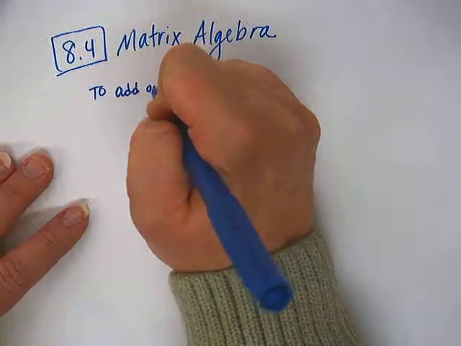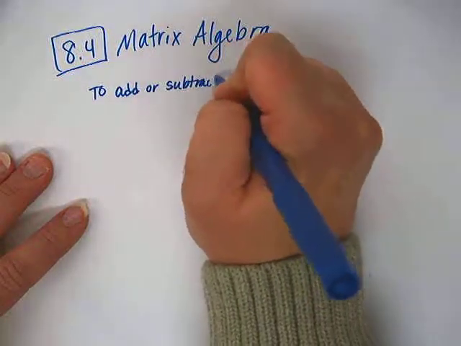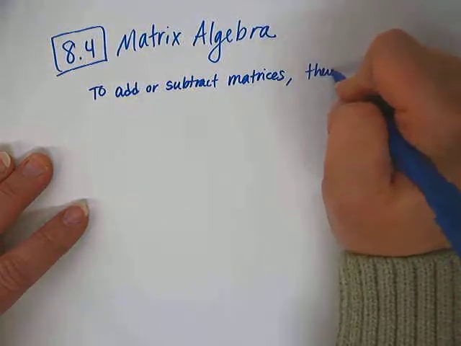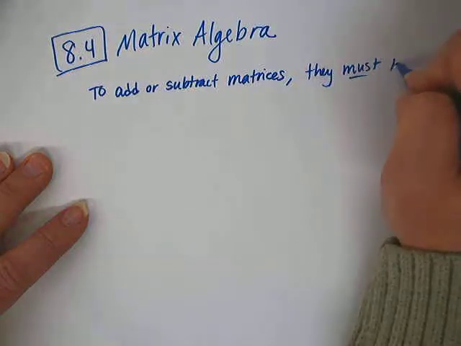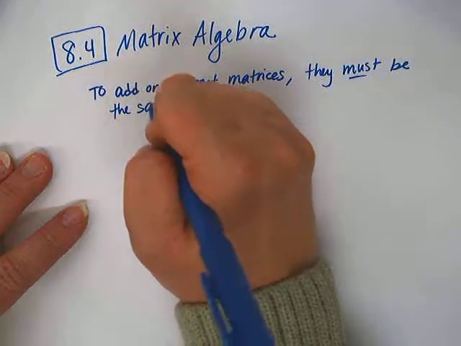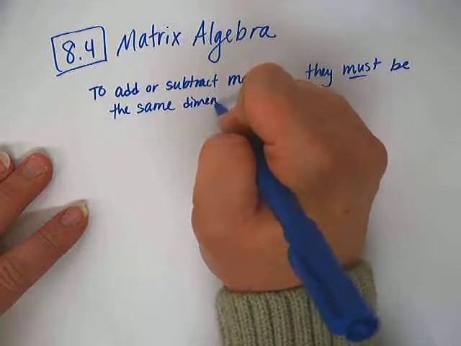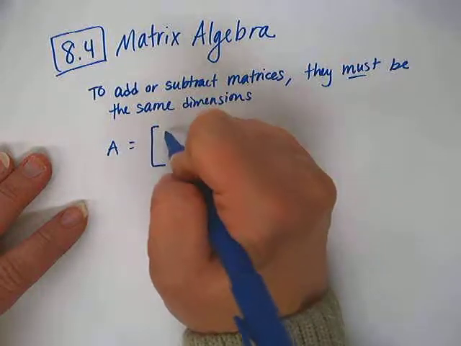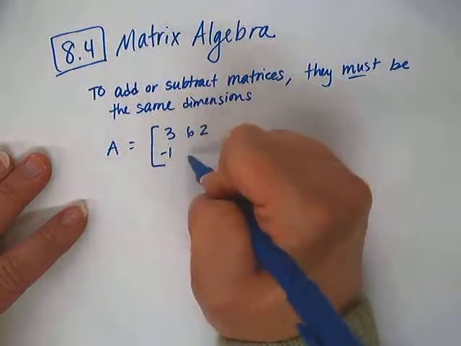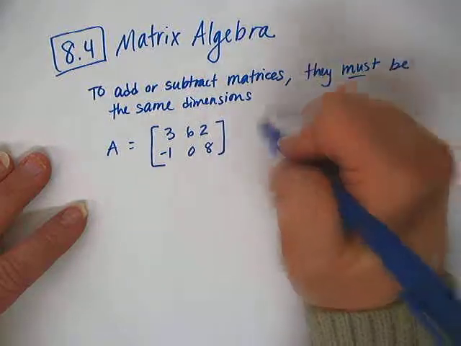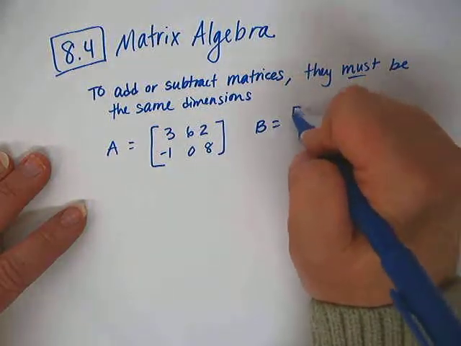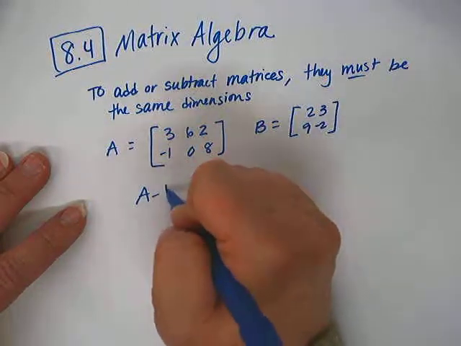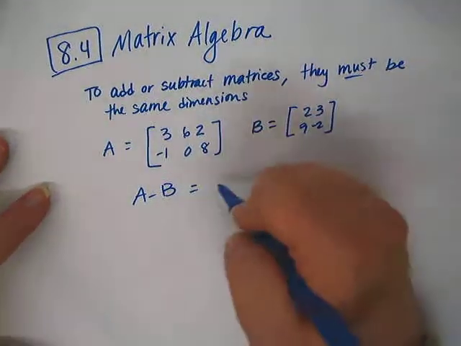To add or subtract matrices, they must be the same dimensions. So, for example, if matrix A equals 3, 6, 2, negative 1, 0, 8, and matrix B equals 2, 3, 9, negative 2, and I want to find A minus B, what's the answer?